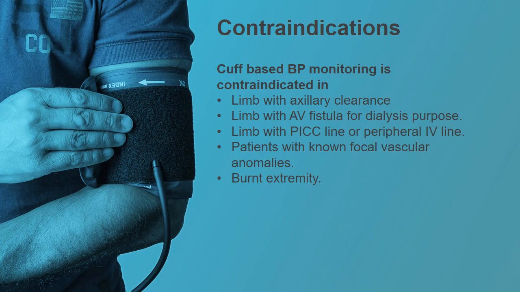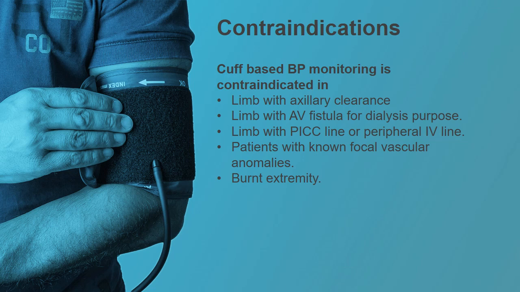Well, yes. Cuff-based blood pressure monitoring is contraindicated if the patient's limb has had axillary clearance. For example, most commonly in patients with breast cancer surgery, MRM, which is modified radical mastectomy, the surgeon removes the axillary lymph nodes, and when there are no axillary lymph nodes, the patient is told that you don't have to apply any blood pressure apparatus on that very arm. So we cannot measure the blood pressure via this non-invasive technique on a limb with axillary clearance.